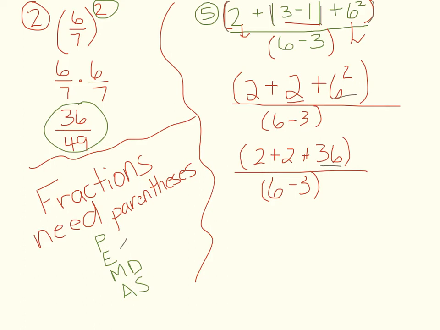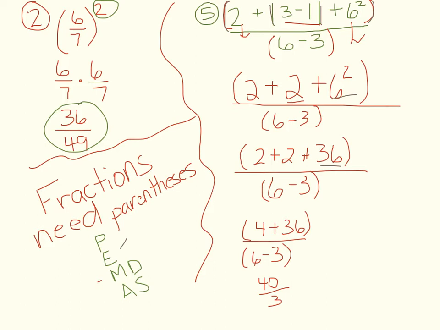Now everything else inside my parentheses is addition and subtraction. I don't have any multiplication and division inside my parentheses. So I'm going to go ahead and keep working in this parentheses until I can get it down to one number. So 2 plus 2 is 4, and then I've still got 36 there, and then I've still got 6 minus 3 in the denominator. 4 plus 36 is 40, and 6 minus 3 is 3.